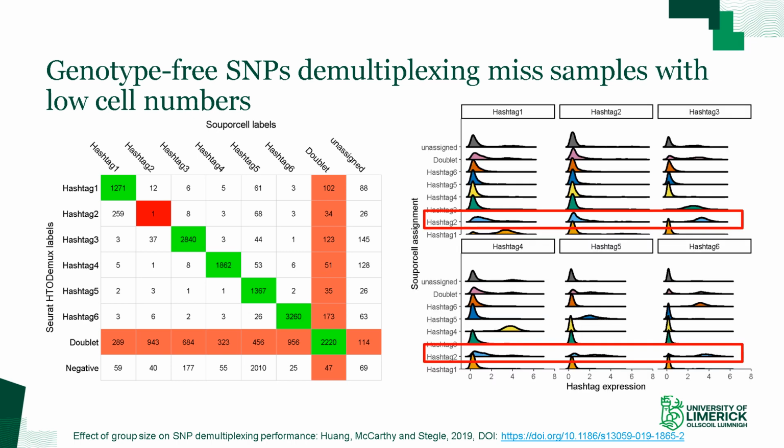If we further interrogate the Souporcell hashtag group, we see that there's HTO expression being picked up in multiple different groups. For example, we see it in #3, 4, 5, 6. So this indicates that this isn't in fact an actual #2 group, and it is more than likely the doublets that HTO demux picked up. So why does this happen? Well, it's been reported before that these genotype-free SNP methods can sometimes miss smaller groups.